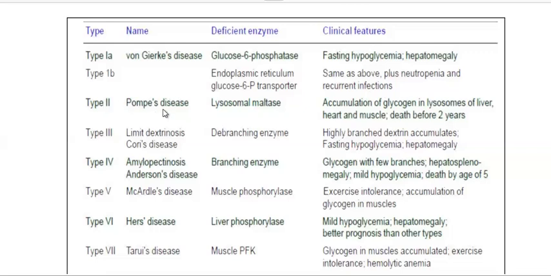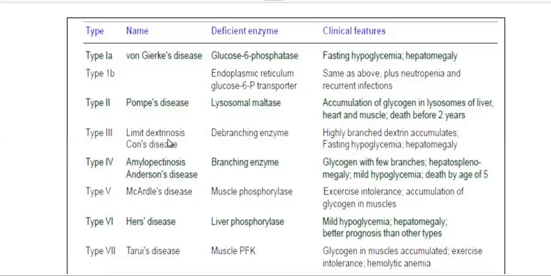Type 2, Pompe's disease: the deficient enzyme is lysosomal maltase. There is accumulation of glycogen in lysosomes of liver, heart, and muscle, with death before 2 years.